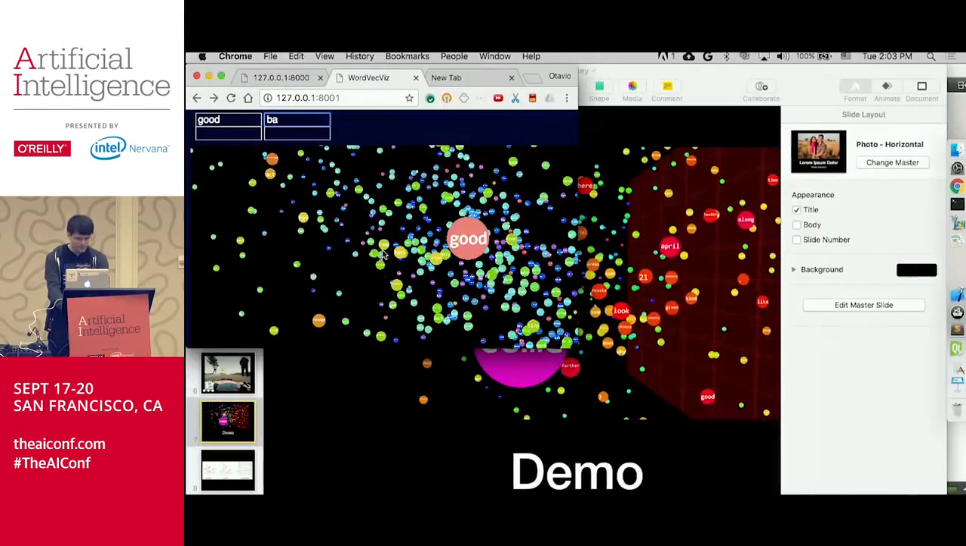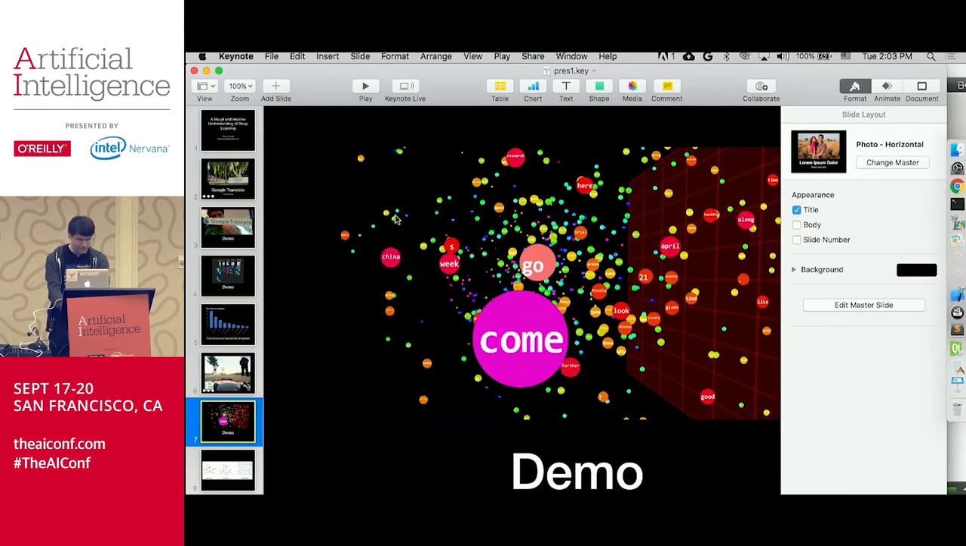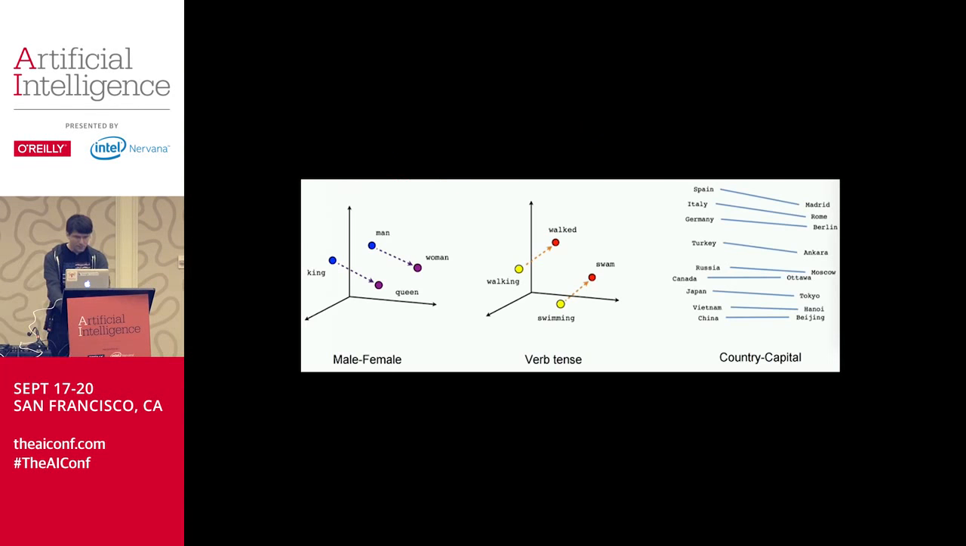So let me switch over to a classic example of what you can do with these things. You can do analogies, you can do math. You can say king minus the vector for man plus the vector for woman, and you'll get queen. If you look at capital cities versus their countries, the vectors will generally go in the same direction. So there's a lot of tricky analogy math that you can do once you've got your words into this space.